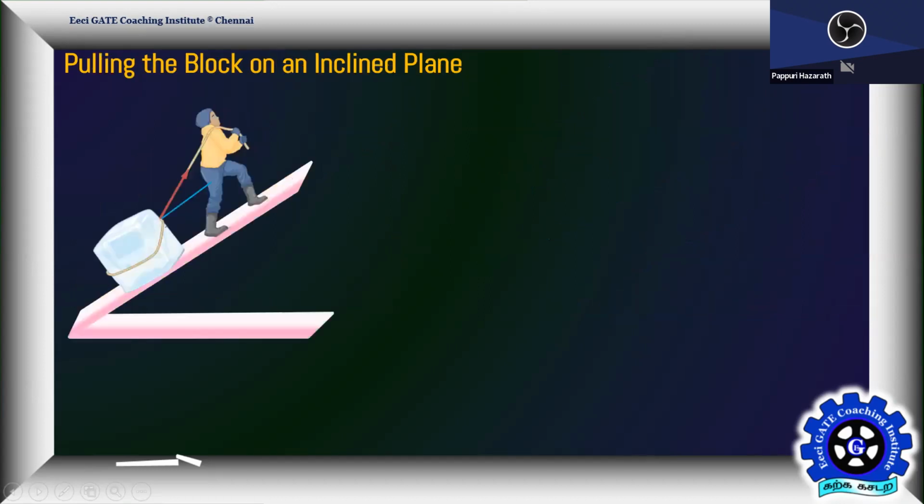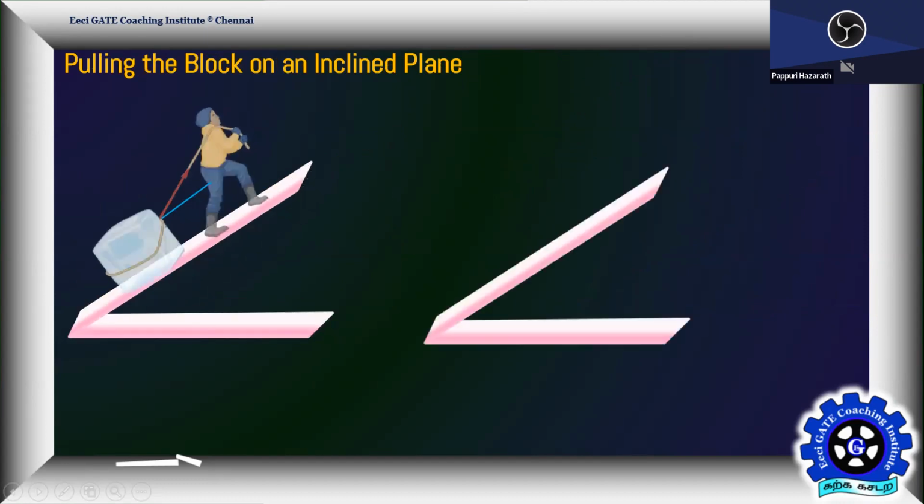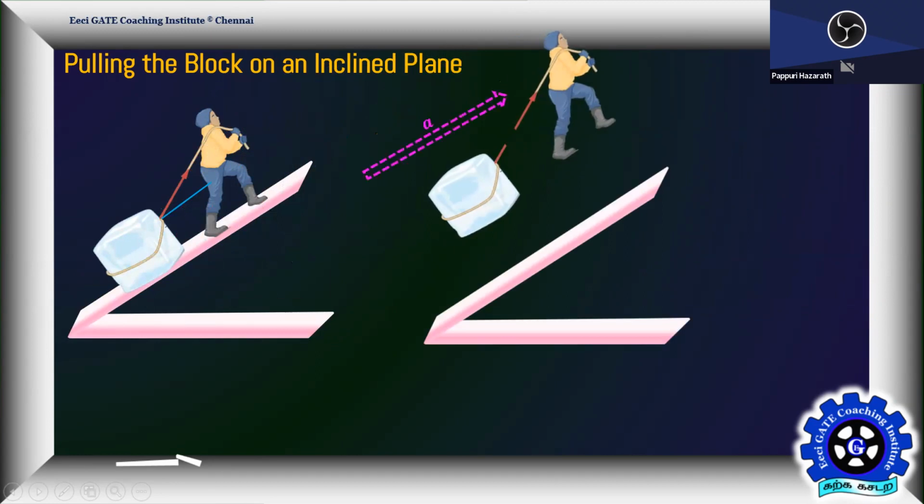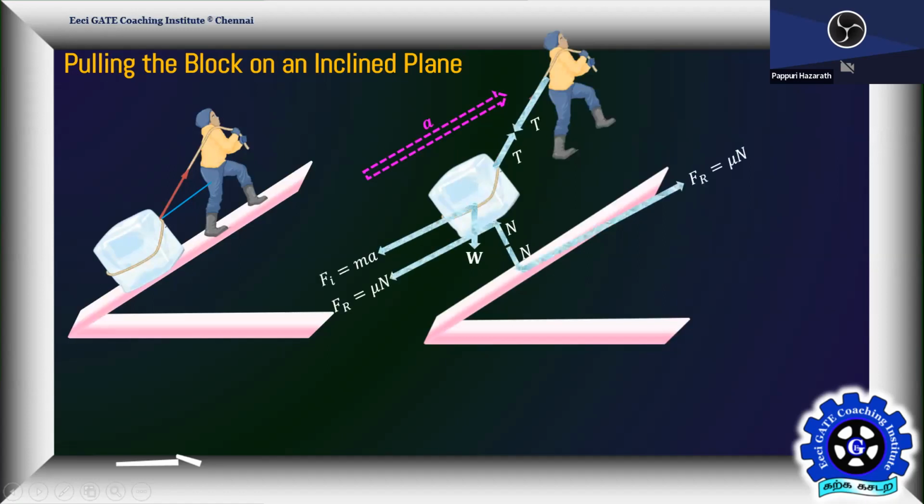After that, see this, pulling the block on an inclined plane, same procedure. This guy is trying to pull the block. Weight always acts vertically downward. Tension, weight, normal reaction, frictional resistance, inertia force. That's it. Understood now? How to apply D'Alembert's principle, work energy method, impulse momentum equation, and kinematics here, that part will come slowly.